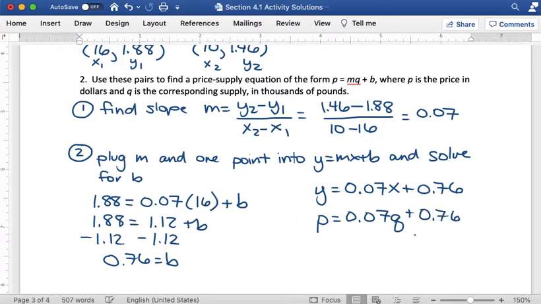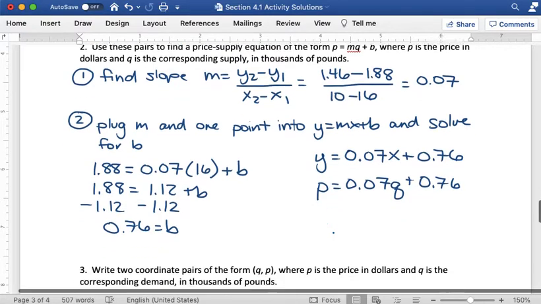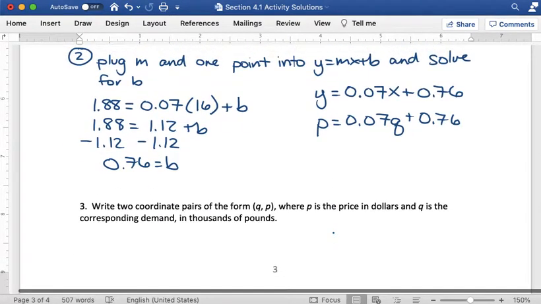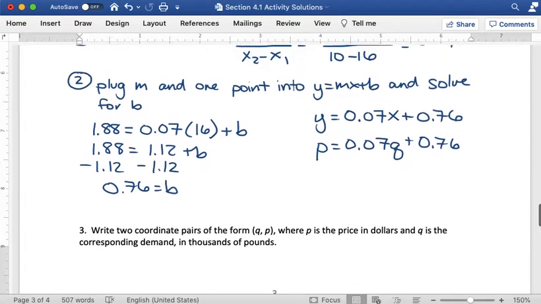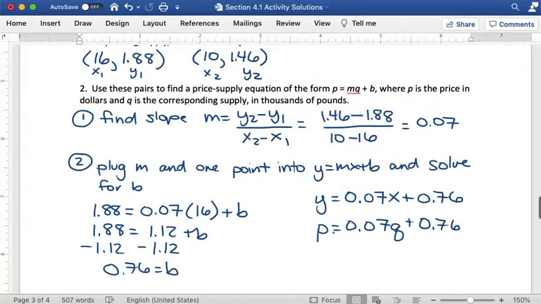So there is my equation. Now, we're going to do the same thing for the demand. We're going to write our two coordinate pairs, and then we're going to find the equation. And this time I'm going to show you how to find the equation using Desmos.